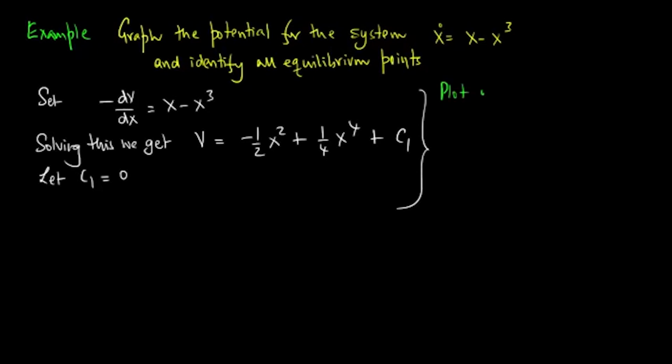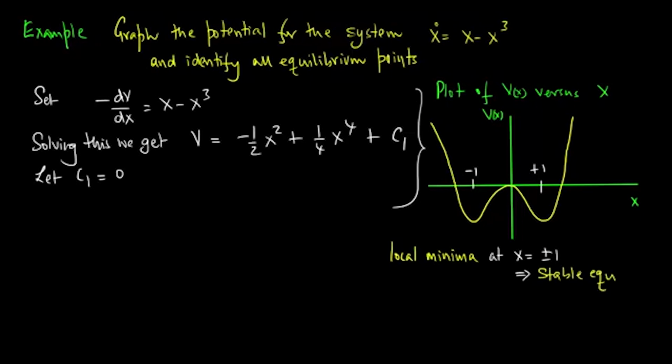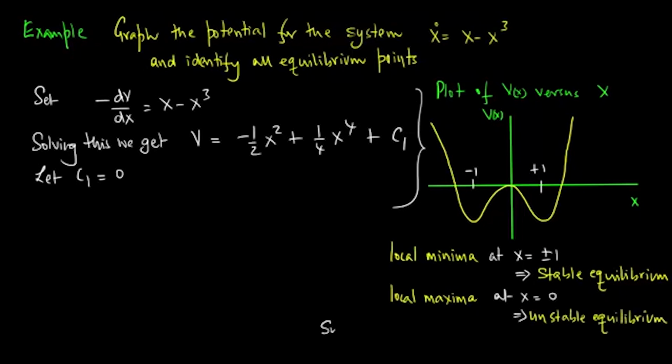Now let's make the plot of V of x versus x. So the plot of V of x versus x is a little bit more involved. Highlight the local minima, +1 and -1. So the local minima are at x is equal to ±1, which implies stable equilibrium, and the local maximum is at x is equal to 0, which implies unstable equilibrium. The system is bistable as it has two stable equilibria.